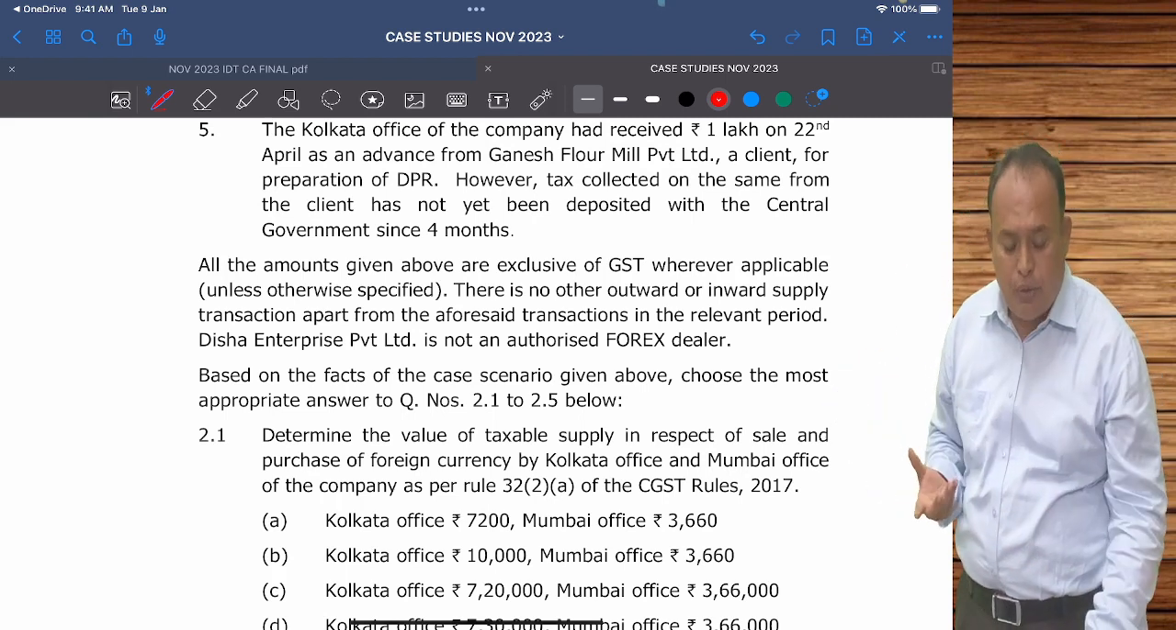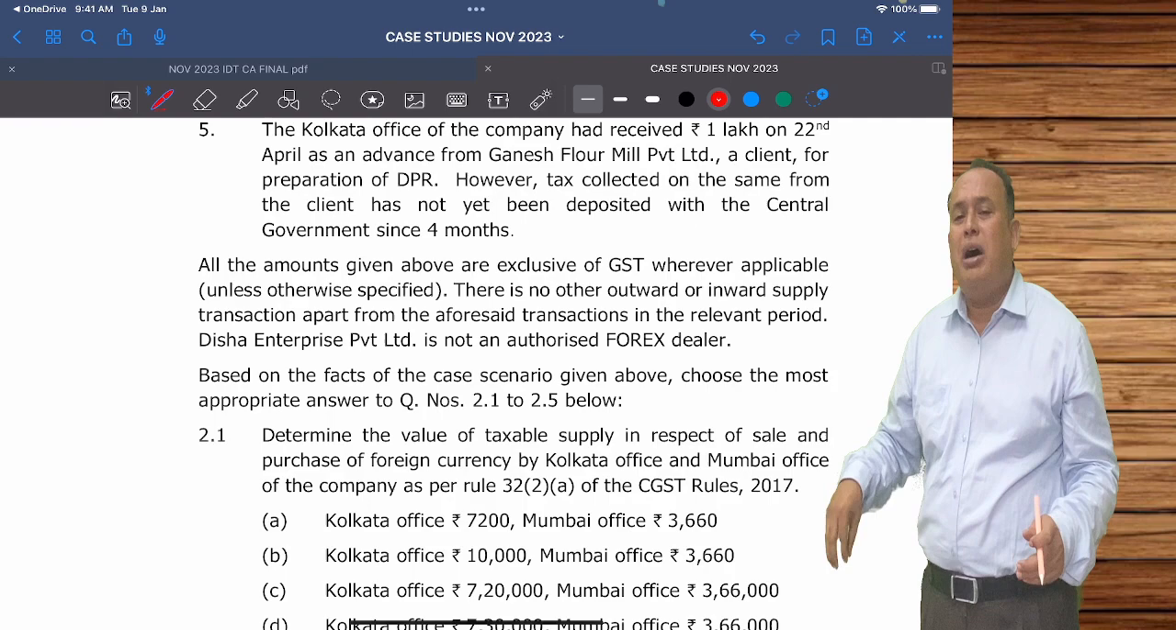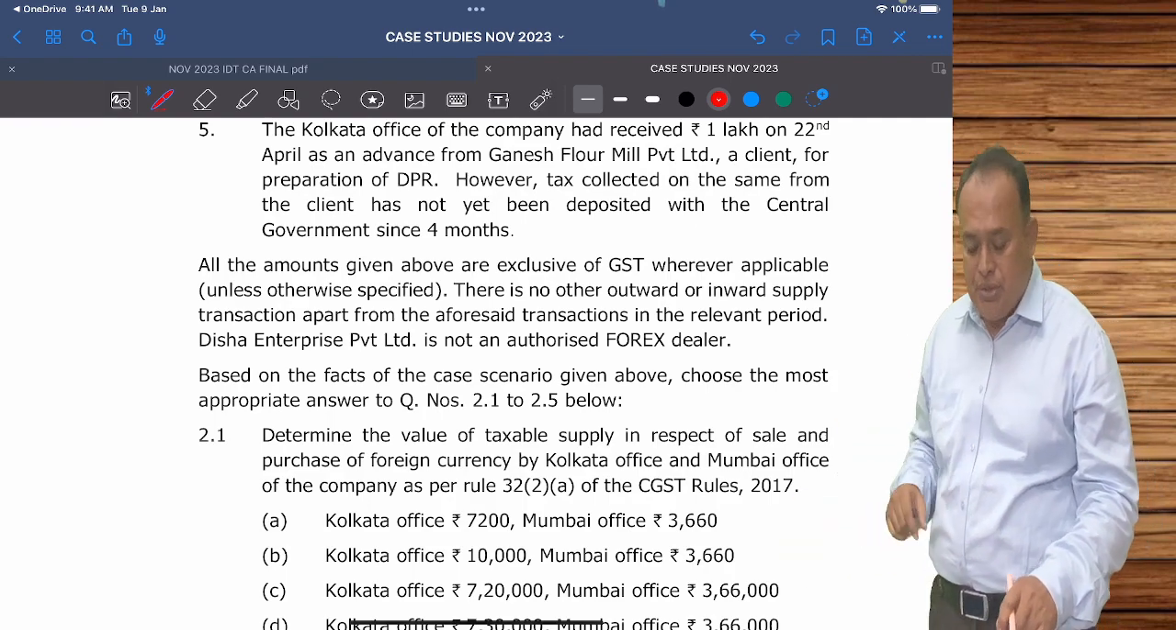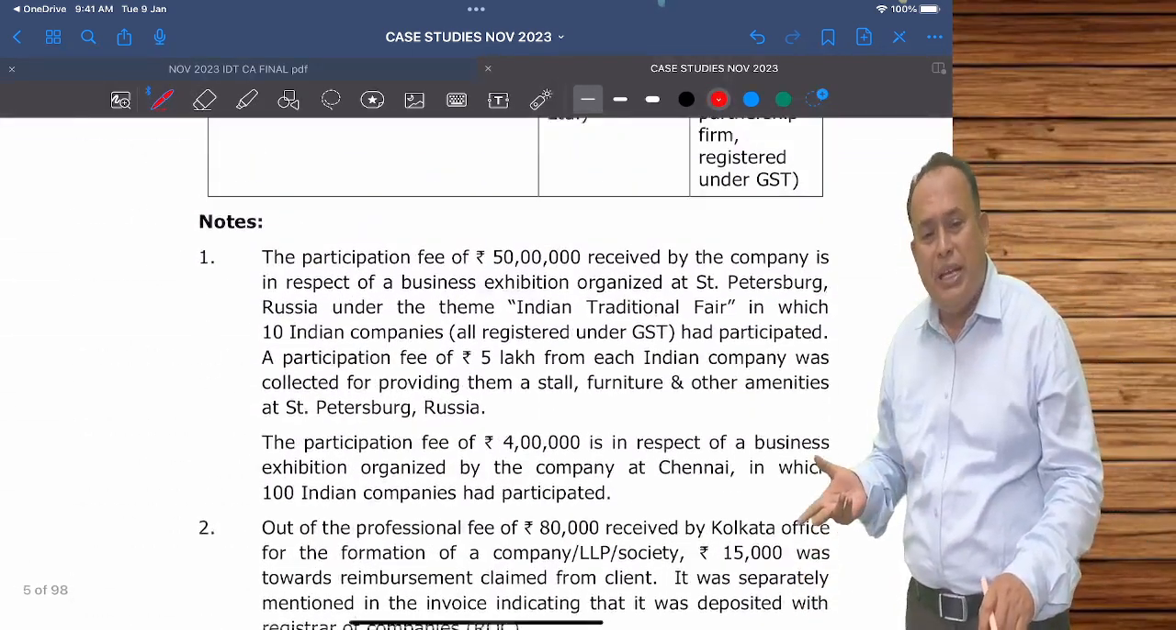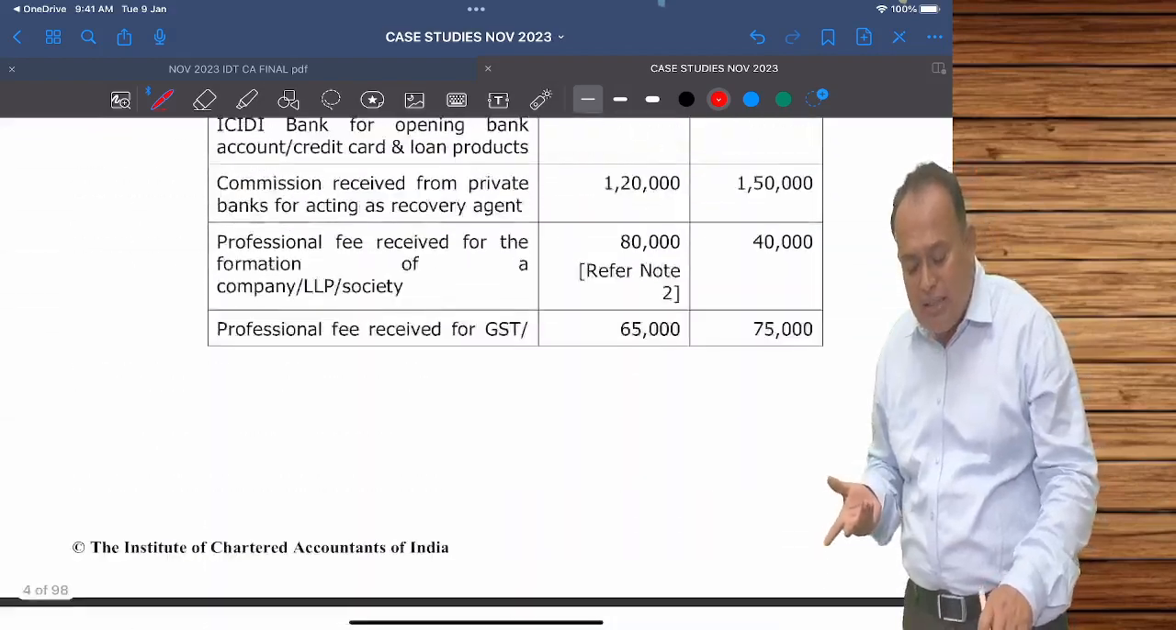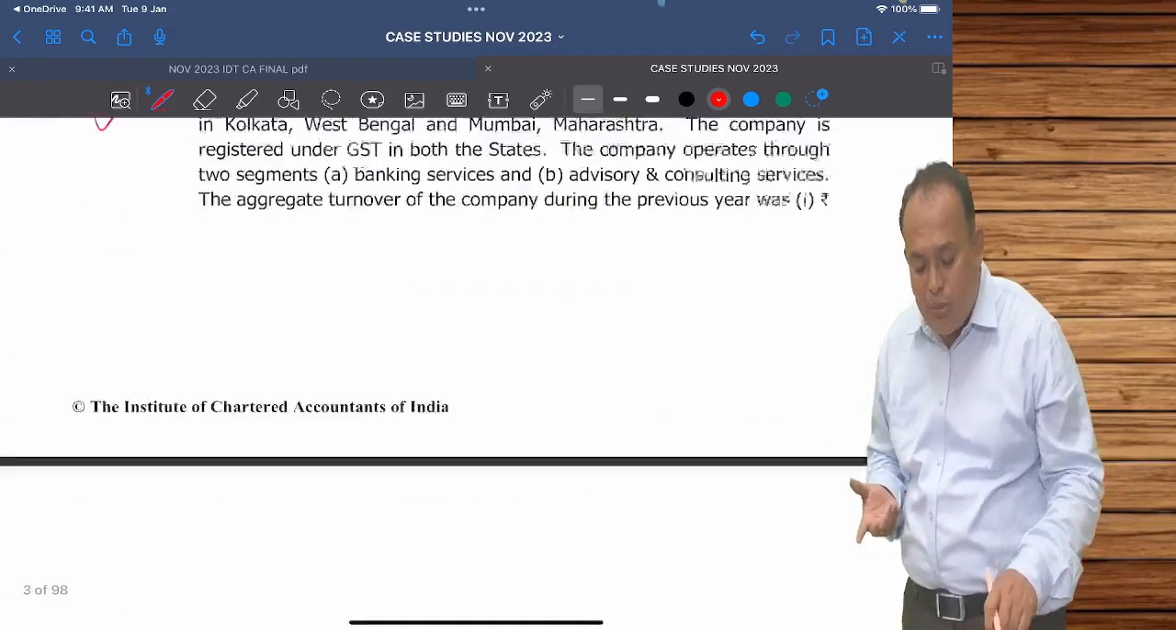Therefore, I am presenting now what the requirement they're asking in the given case. Actually, before going for the requirement, what is the nature and size of the business? They are supplier of services.